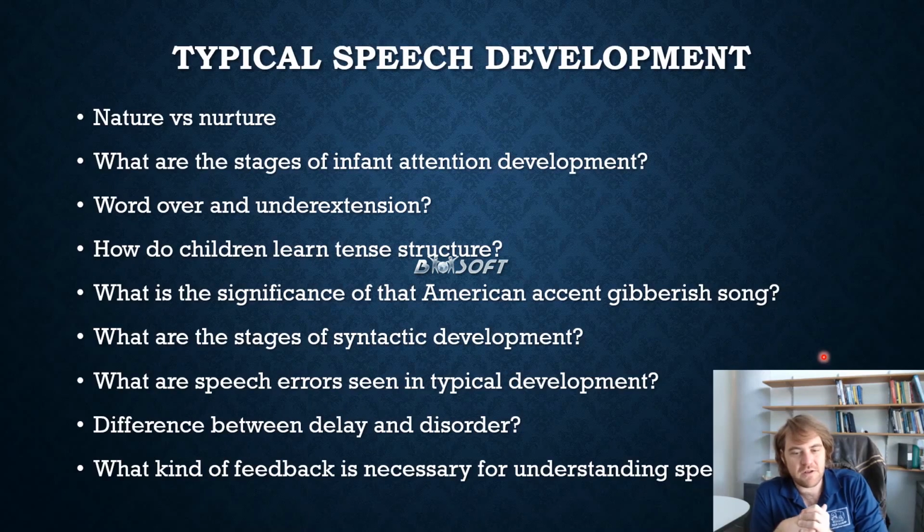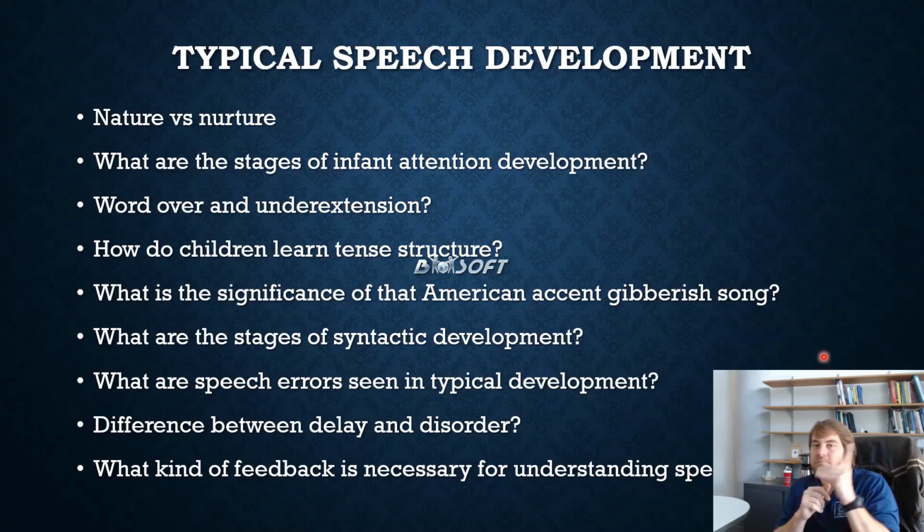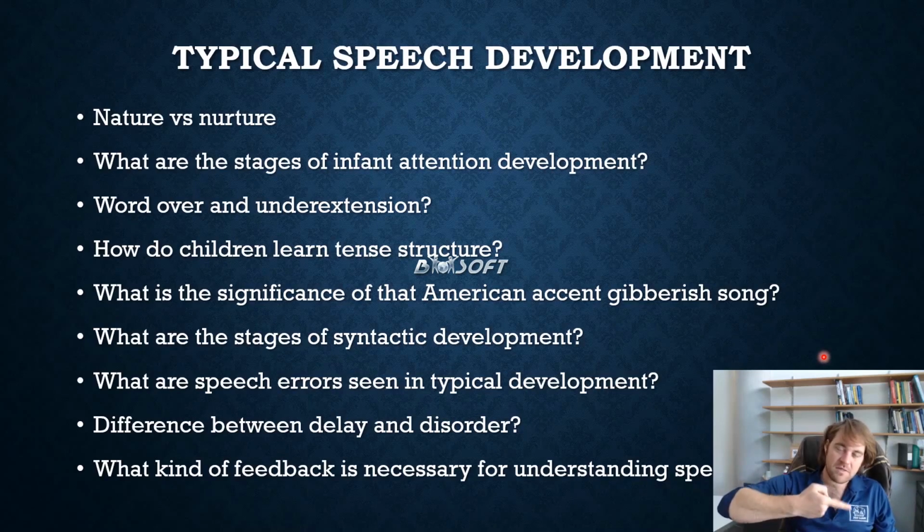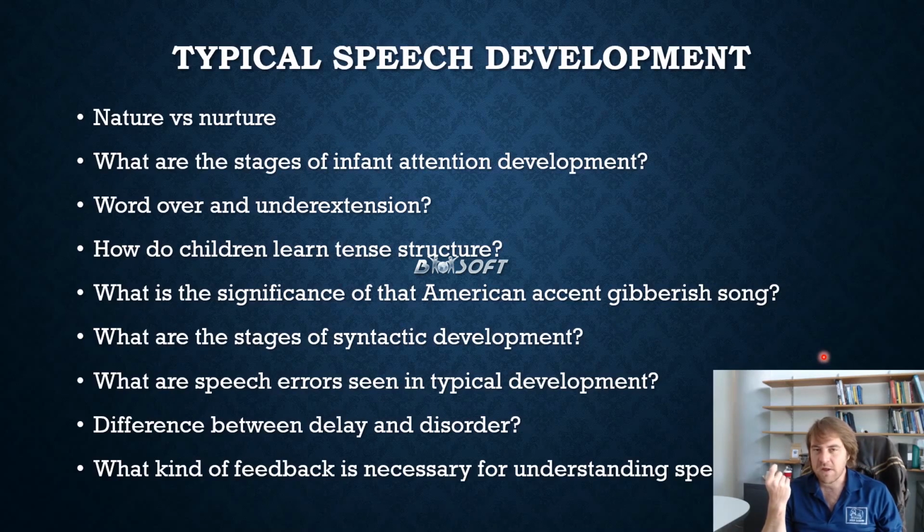The difference between a delay and a disorder, well, we kind of talked about that. Sometimes it's hard to tell if it's a delay or disorder. But what if they have an error that isn't seen in typical development, like backing? That's a disorder. If they are saying g instead of w, that would be a very strange progression, because you shouldn't get consonants that are further back before the ones that are closer to the front. So that would be a big red flag that there's a disorder there.